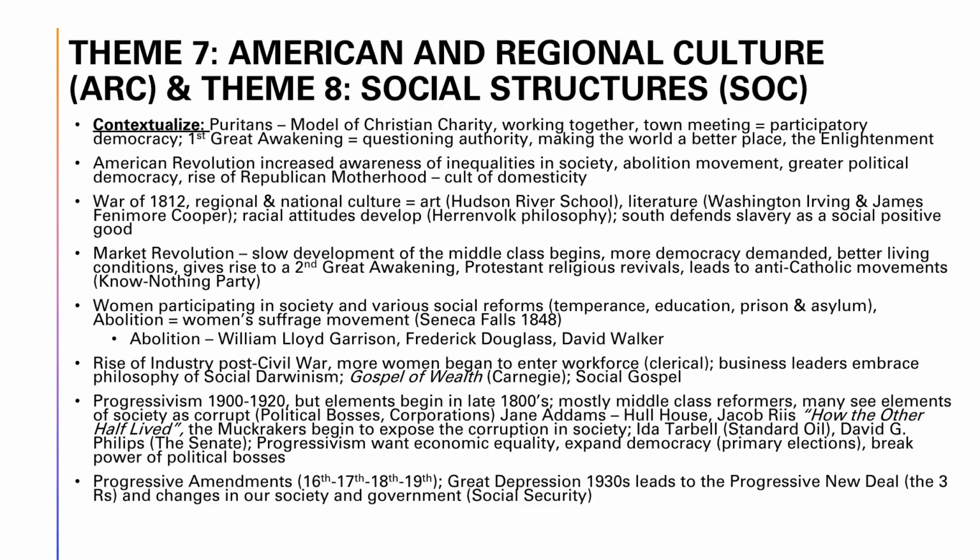Then we get these progressive amendments, the 16th, 17th, 18th, and 19th. Income tax is the 16th. Electing senators. Senators were not elected prior to the 17th Amendment. They were appointed. That led to a lot of corruption. 18th Amendment is prohibition. And the 19th Amendment is suffrage for women, which, by the way, this August is the 100th anniversary of that.